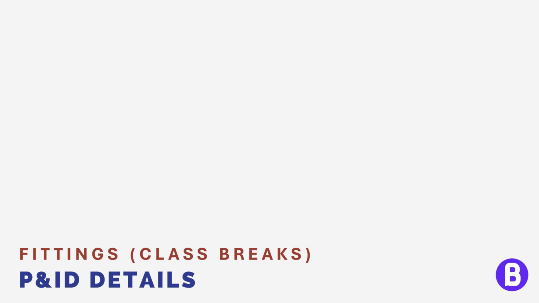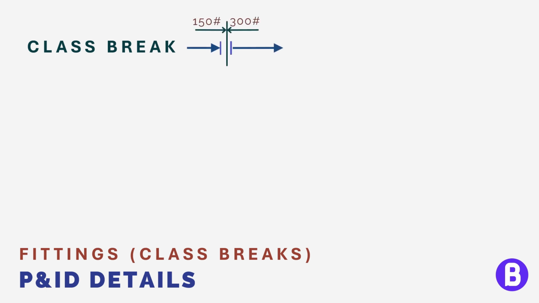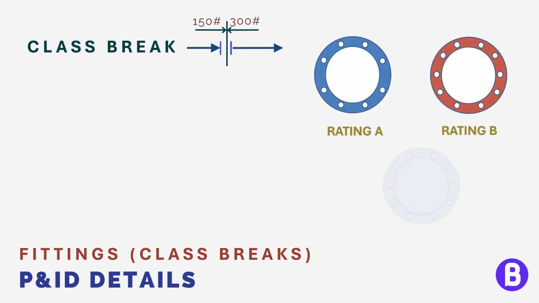But what if we want to connect flanges with different ratings? We shall use class breaks to solve this issue. For example, we want to connect piping with a flange rating of 150 pounds to piping with a flange rating of 300 pounds. We shall use a class break in this case, and it shall look this way on the P&ID. This is because a flange with a rating of 150 pounds will have fewer bolts than a 300-pound flange. That's why we can't connect these flanges.